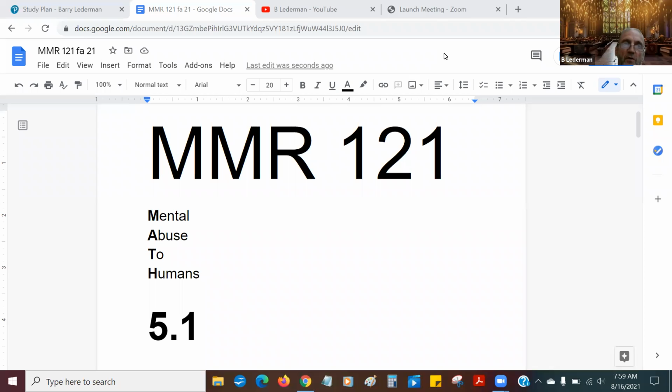Hi, everybody. So first of all, what is math? This is section 5.1, but what does math stand for? Mental abuse to humans. Just want to make sure we're clear on that. So now let's move on.